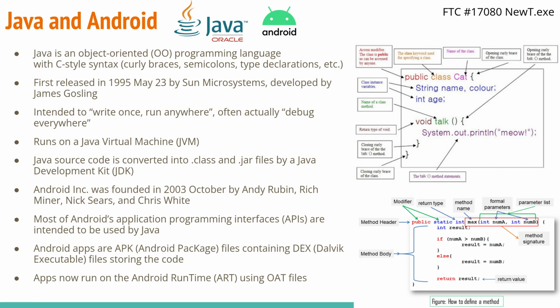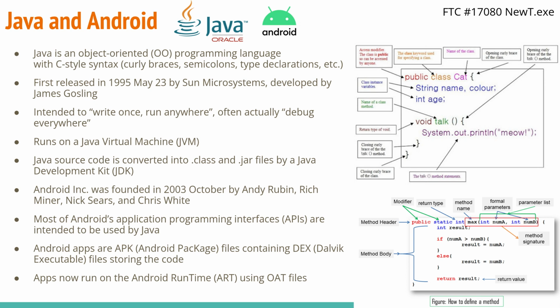So Java is an object-oriented programming language with C-like syntax, as you can see here. It was released in 1995 by Sun Microsystems, and it's intended to be platform independent, write once run anywhere, but it's not perfect at that, because it's just really hard. It runs on the JVM, or Java Virtual Machine, and you use the Java Development Kit, or JDK, to compile the Java source code into class files and jar files, which contain multiple of them.